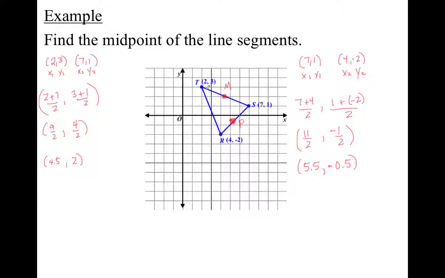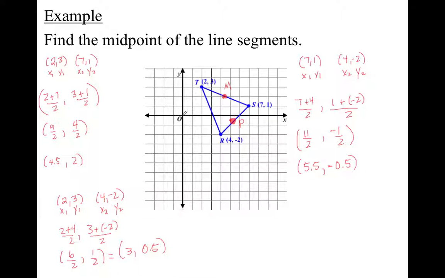See if you can find the midpoint between T and R. Pause the video to see if you can find the midpoint between T and R. So T is 2, 3. R is 4, -2. X1, Y1. X2, Y2. That gives me a 2 plus 4 divided by 2. That gives me a 3 plus -2 divided by 2. That gives me a 6 divided by 2 and a 1 divided by 2, which equals 3, 0.5.